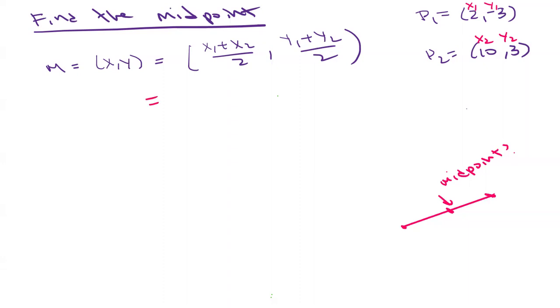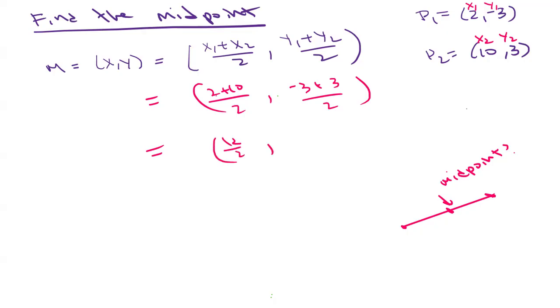Okay, so x1 is 2, x2 is 10, and divided by 2. y1 is -3, plus y2 is 3, divided by 2. So then that gives us 2 plus 10, which is 12, divided by 2. -3 plus 3 is 0, divided by 2. So 12 divided by 2 is going to give us 6, and then 0 divided by 2 is going to give us 0. And then that's our answer, which a lot of you guys got.